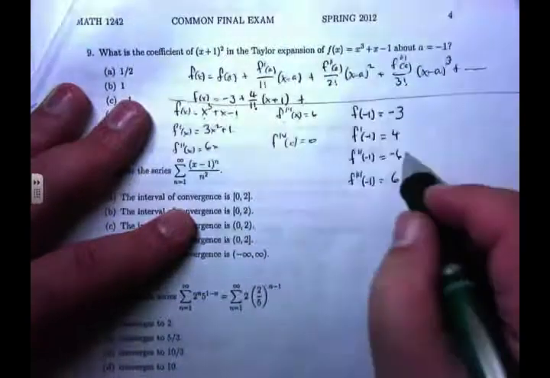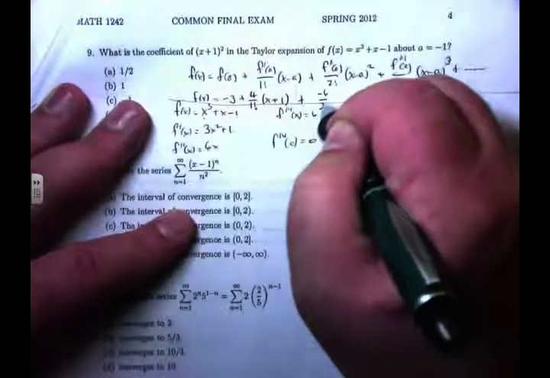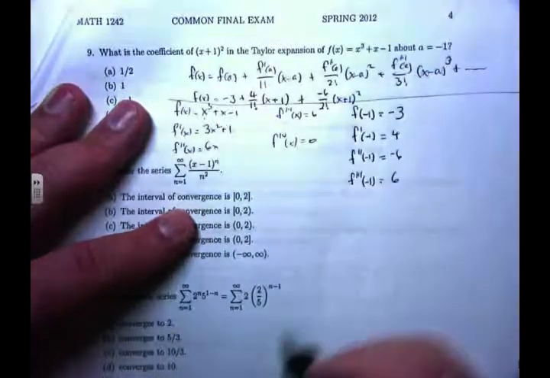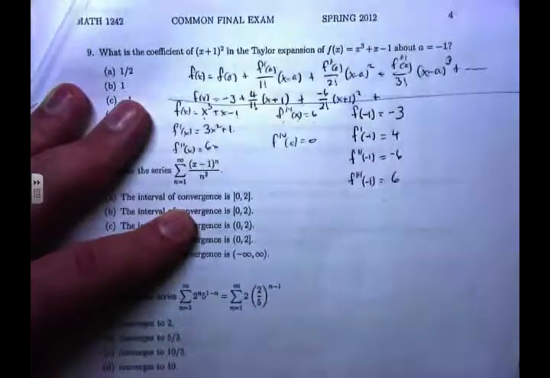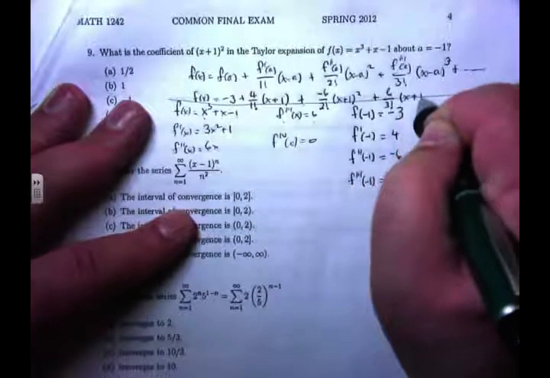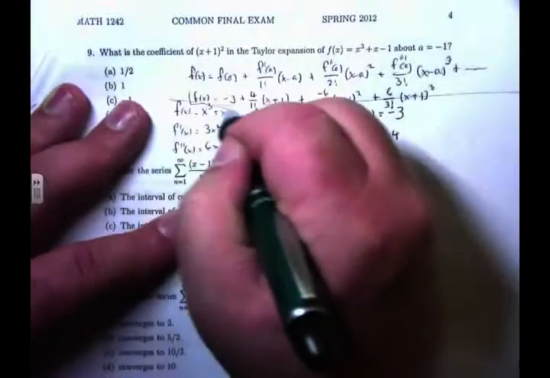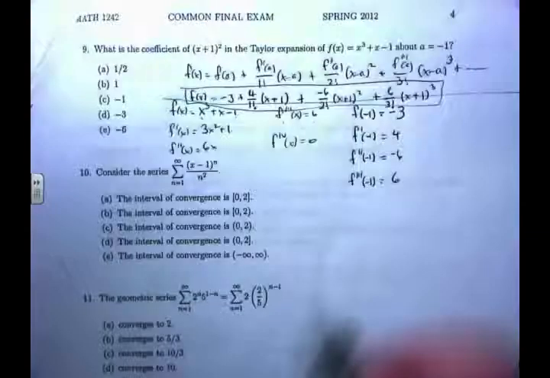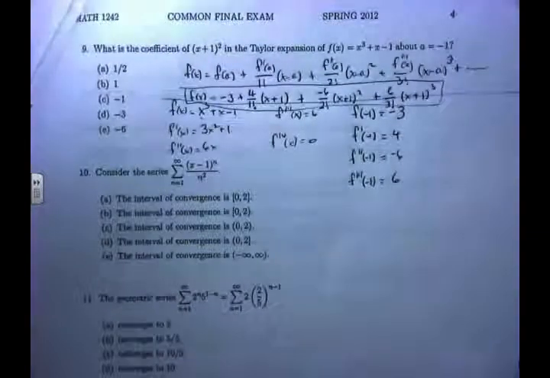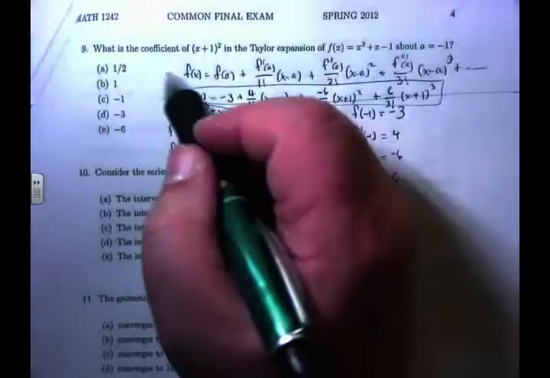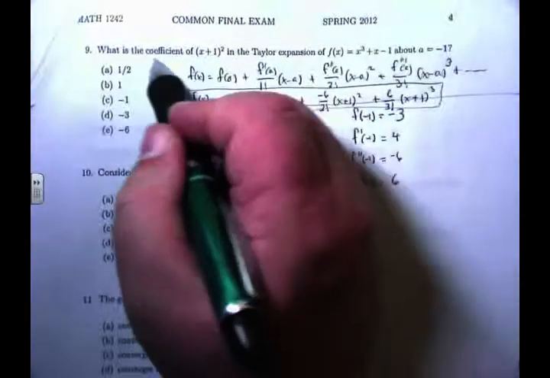Plus f double prime of a, which is negative 6, over 2 factorial times x minus negative 1, that would be x plus 1 squared. Plus f triple prime of a would be 6 over 3 factorial times x plus 1 cubed. There is my Taylor polynomial for my function. But what is the question, though? The question is this: what is the Taylor expansion coefficient of x plus 1 squared?